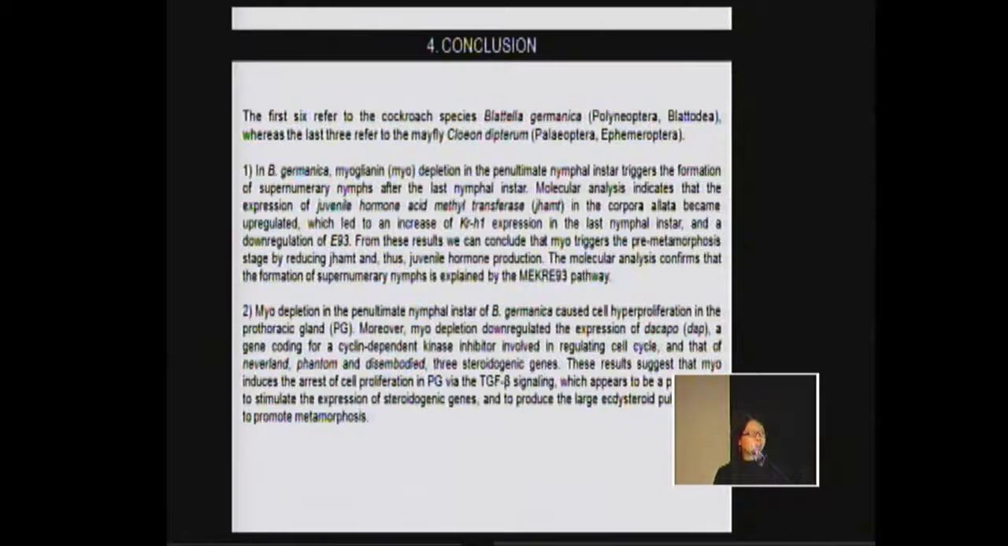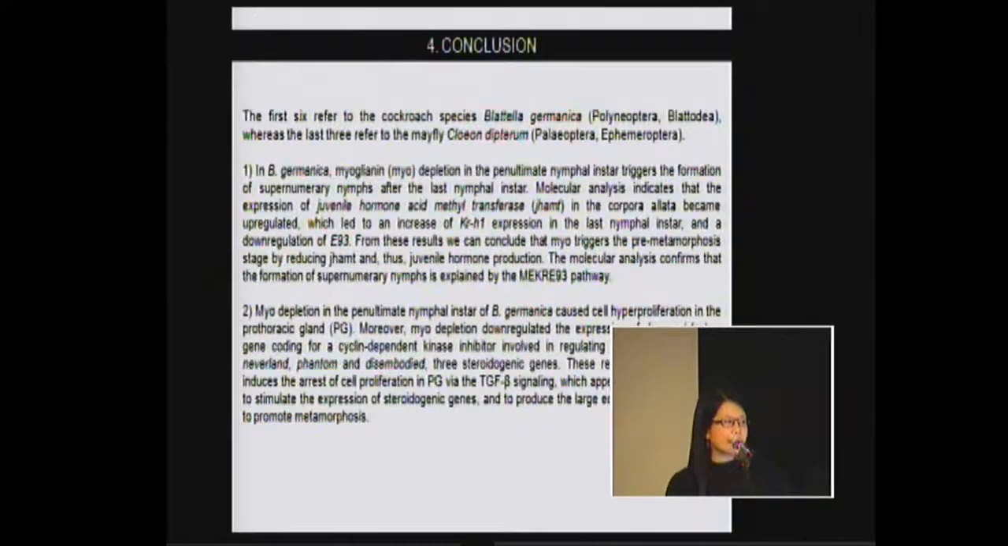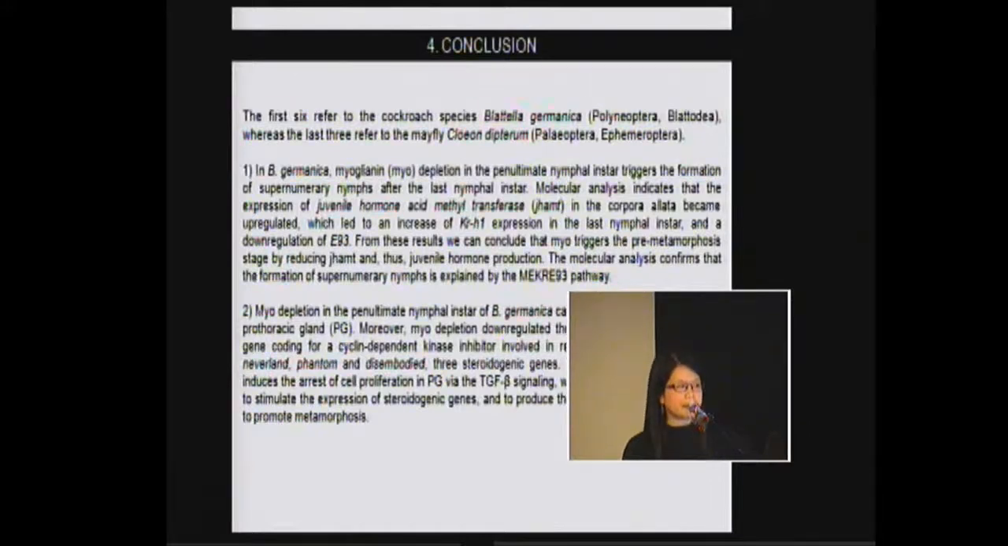Okay, thank you. So for the conclusions, the first six refer to Blattella germanica, and the last three refer to the mayfly Cleon dipterum, the Paleoptera. First, in Blattella germanica, myoclonine or male depletion in the penultimate nymphal instar triggers the formation of the supernumerary nymph after the last nymphal instar.